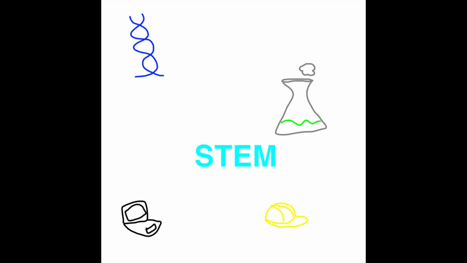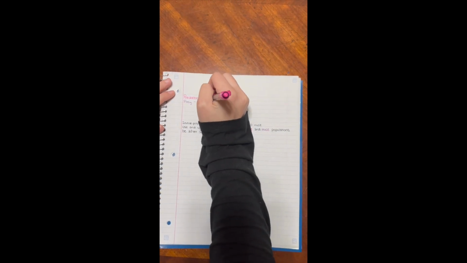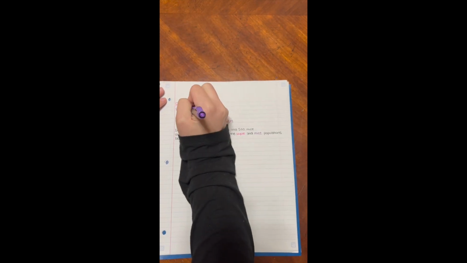In STEM, we have science, technology, and engineering. But what about math? I'm going to teach you Euler's method, not Euler's. Let's go old school and write on paper. We have our differential equations of predator and prey. Our predators are coyotes and our prey are mice.